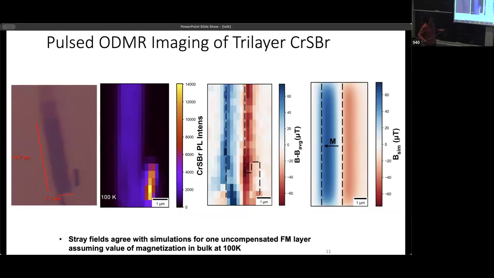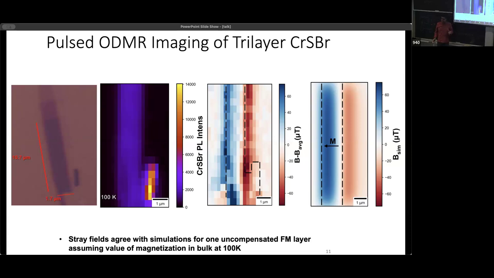What we are going to do is first use this on our sample of interest. This is chromium sulfur bromide. Here's a picture of the sample. This is a sample that is exactly three layers thick. We know that very well from many other measurements. The sample is just exfoliated by scotch tape onto this diamond crystal. It's a couple of microns this way and about 10 microns in that direction.